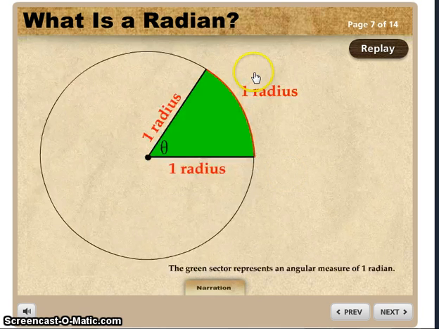So when we say that we have a 1 radian angle, it is an arc that subtends, or cuts off, a section of the circumference of the circle that's equal to 1 radius length. I'm going to replay this so you can see this happening again.